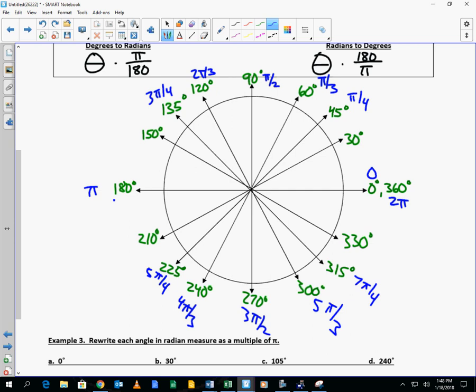Watch. We're going to go every 60. 60 degrees, 1 pi over 3. If I go 60 more, that brings me to 120. And then 60 more, 60 more. We have to go by 60s.